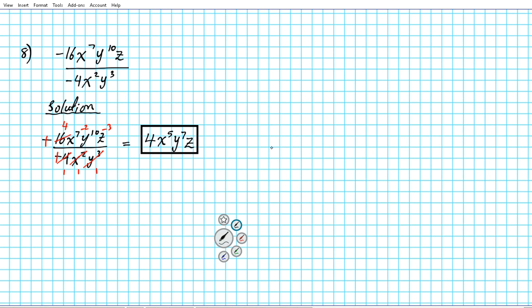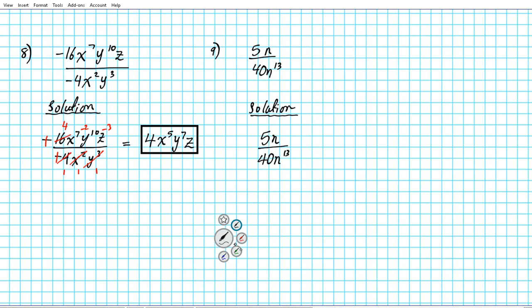All right, let's take a look at question 9. So for question 9, what if we were to simplify 5n divided by 40n to the 13th power? Okay, let's take a look at that. All right, so we have 5n divided by 40n to the 13th power.